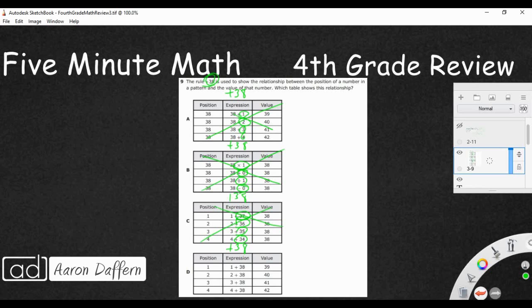So we have 1 plus 38 is 39. 2 plus 38 is 40. 3 plus 38, you notice my rule is going over and over, plus 38. So the answer is going to be D. And as long as you picked up this little tiny nugget in the problem, that was a fairly simple one.